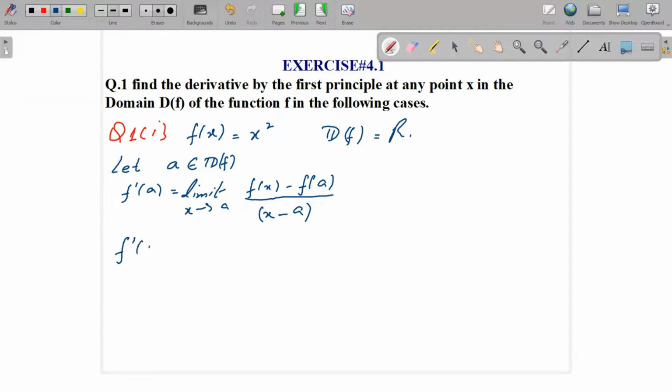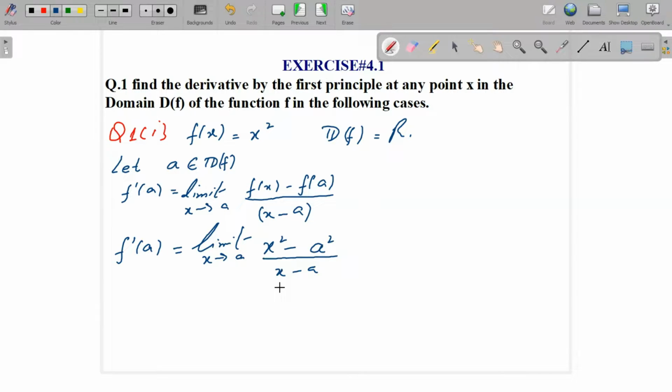Now f prime of A is equal to the limit as x approaches A. So what is f of x? f of x is equal to x squared. And what is f of A? f of A is the value of the function at the point x equal to A. So we just put A in the given function. So we have f of A equal to A squared. So this is equal to x squared minus A squared divided by x minus A.